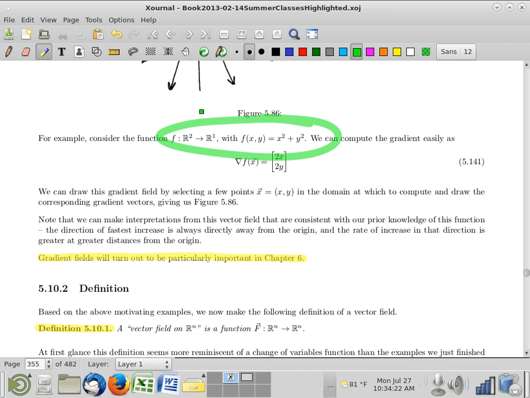It's a familiar function. We've done a lot with this function over the first several chapters of this book. Real valued, you'll notice the values of this function are real numbers. One of the things that we've done with a function like this is to compute the gradient vector. Here's the gradient vector.